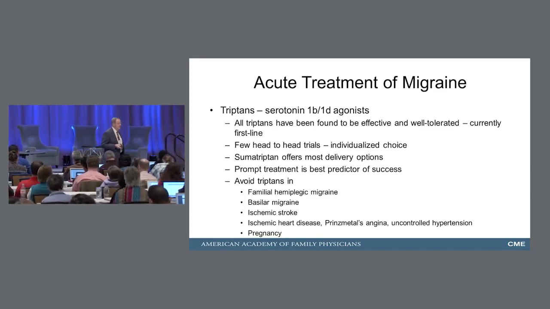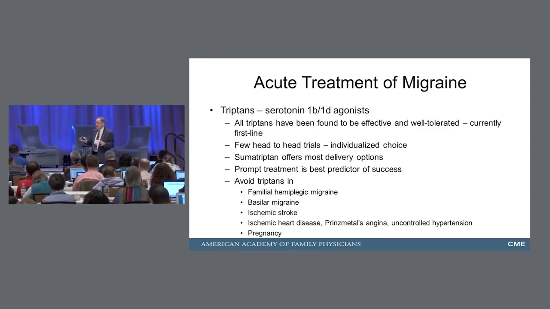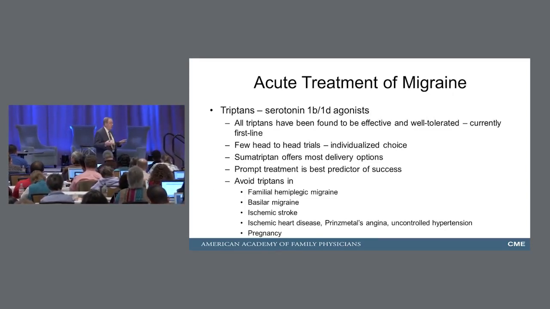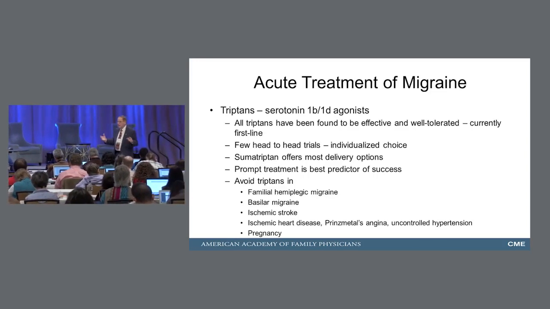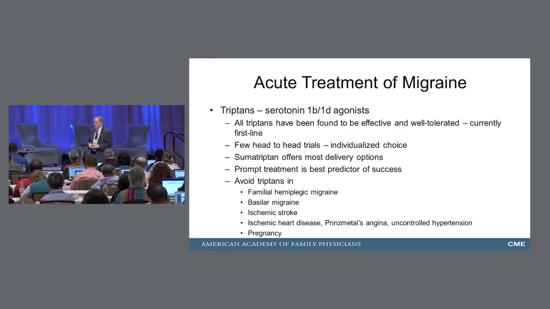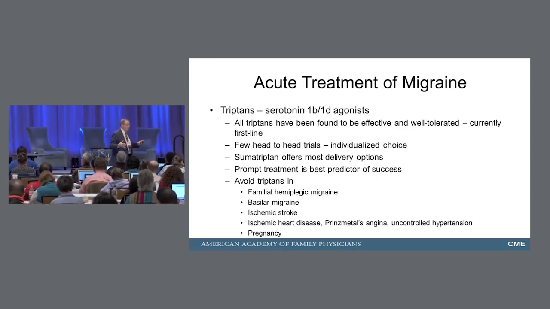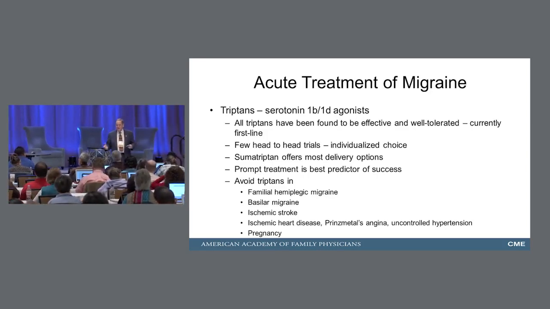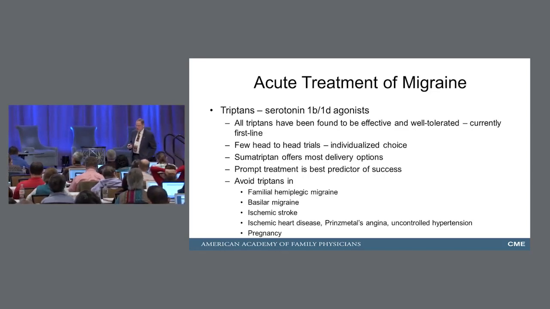Treatment of migraines: triptans have become far and away the initial first-line treatment for migraine headaches. They're all effective, they're all well-tolerated, and there really have not been a lot of head-to-head studies to say which is better because they all work. So pay your money and take your choice. Sumatriptan offers probably more ways to deliver this medicine than others, and so it sometimes is the most popular.